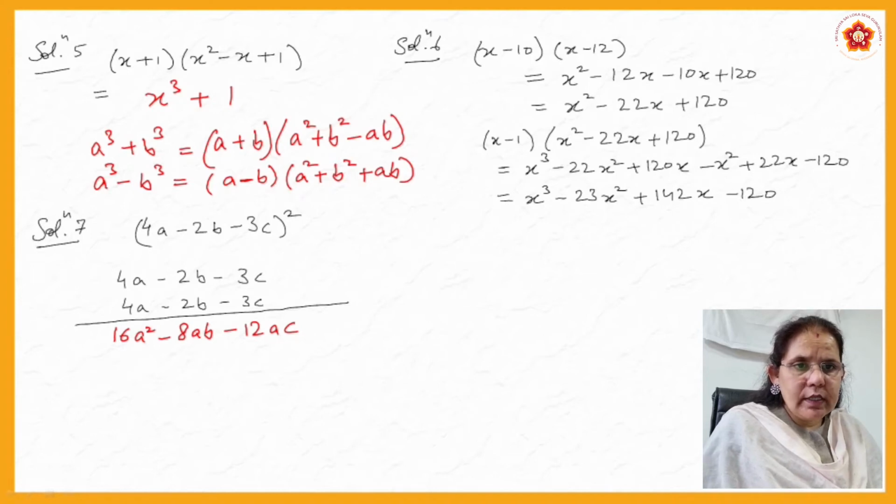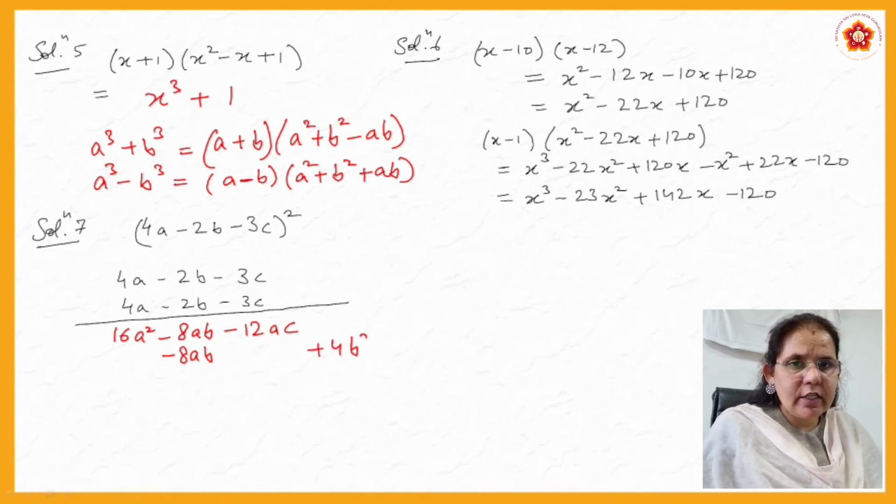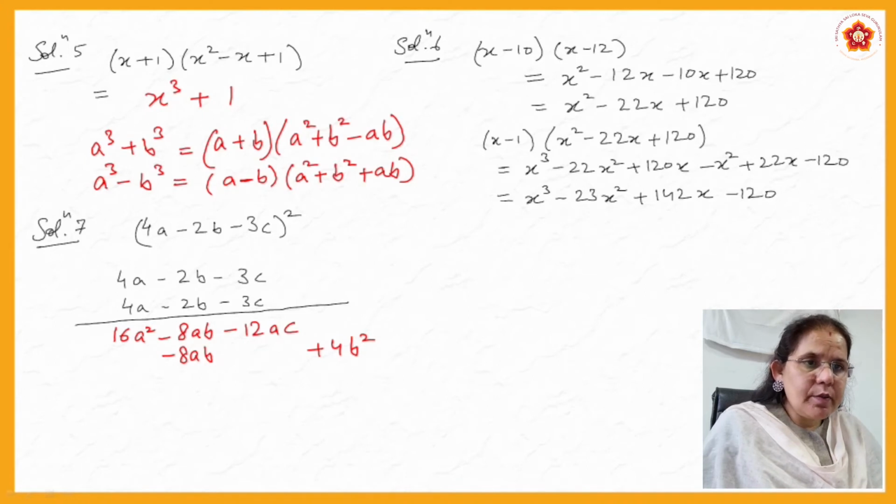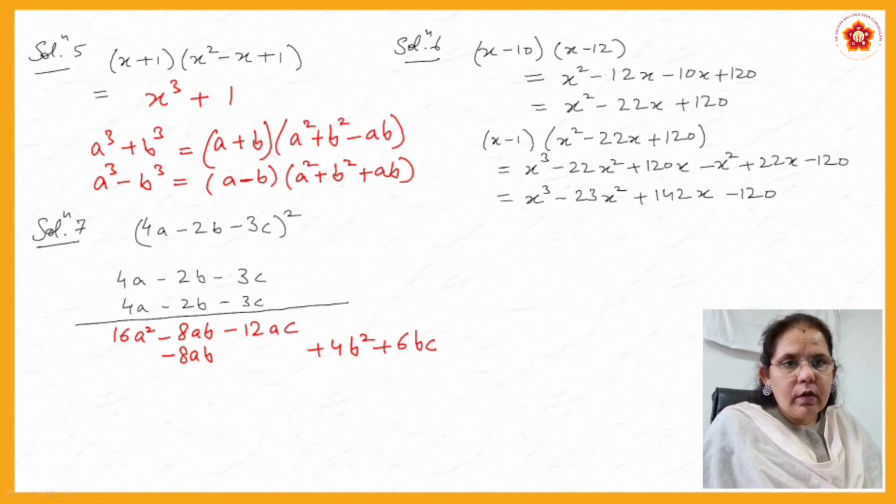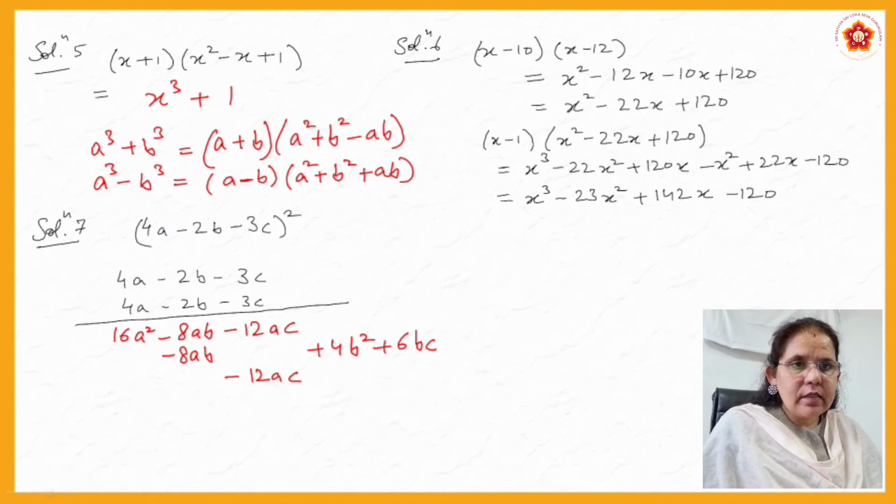2 4s are 8, minus 8ab, minus minus is plus 4b square. So I'll write it plus 4b square here. I don't have any term of b square. Then plus 2 3s are 6bc. Again bc term is not here, so 6bc we write here. We have multiplied by minus 2b, now multiplied by 3c, minus 3c, and see what do you get? Minus 12ac. So ac will come here. Minus minus is plus 6bc.